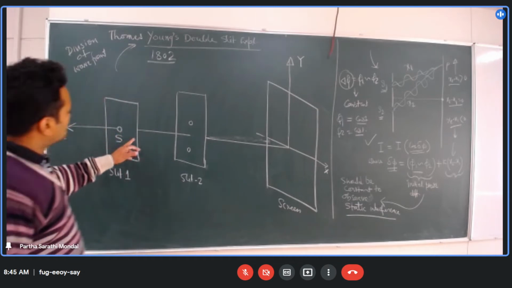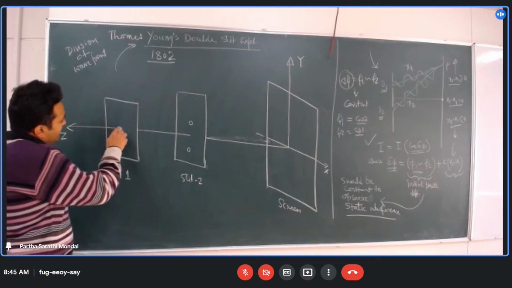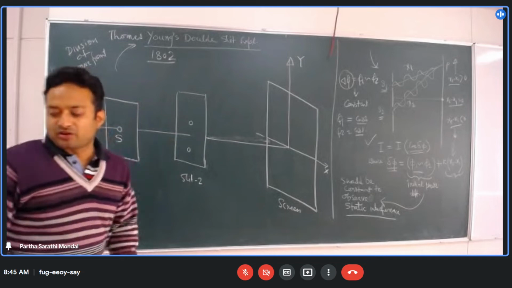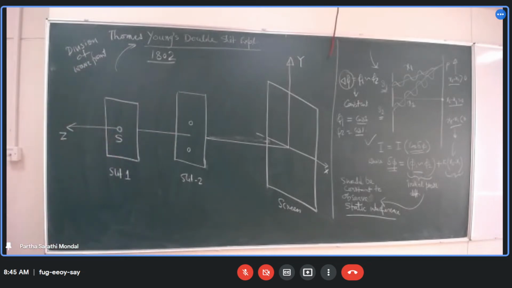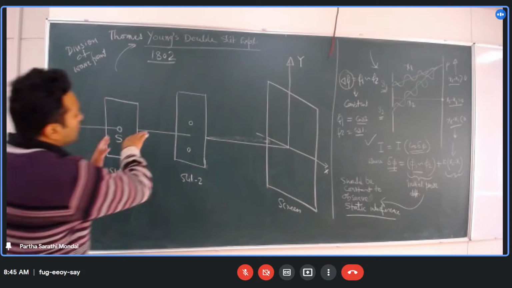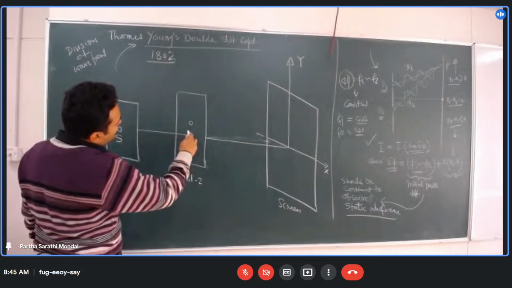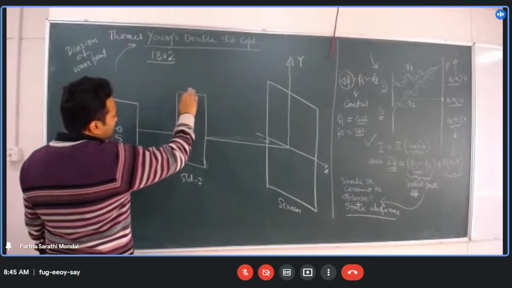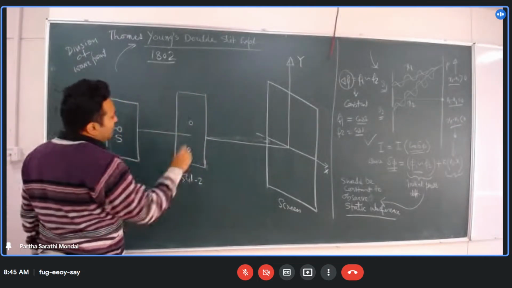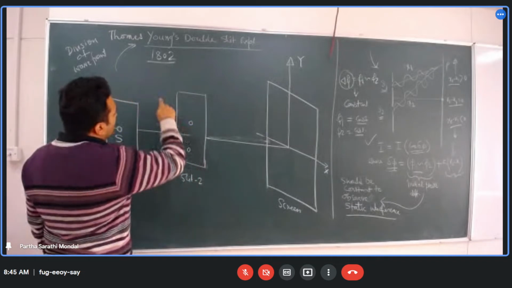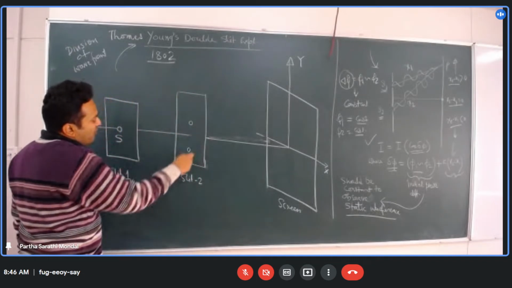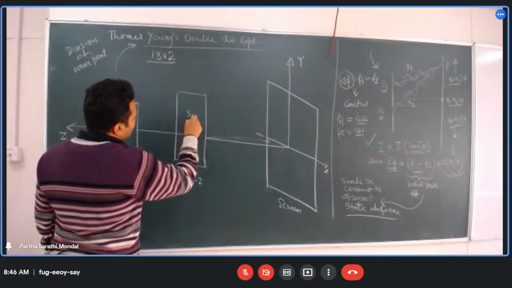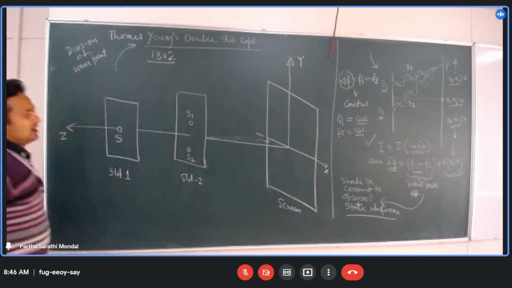So now this source will emit. Since it is a point source, it will emit a spherical wavefront, and this spherical wavefront will propagate forward in this direction. Then at some point of time, it will strike the second screen. Here we have just an opaque object with two holes. So that means the whole wavefront will be divided into two points. Let's say they are S1 and S2. These are the two sources.